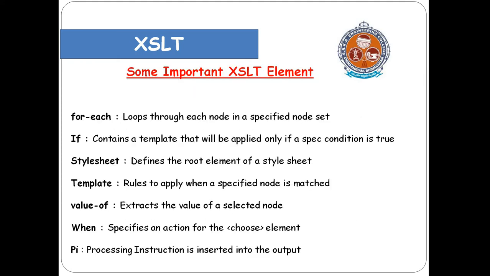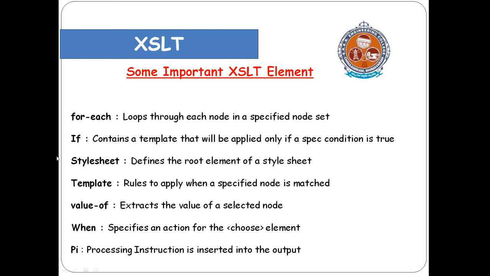So let's see some of the important XSLT elements. We have seen for-each, if and value-of also. For-each loops through each node in a specified node set, and value-of extracts the value of a selected node. Similarly, there are some other important elements. The if element contains a template that will be applied only if a specified condition is true. So for-each loops through some set of statements, and if applies a template if the condition is true.